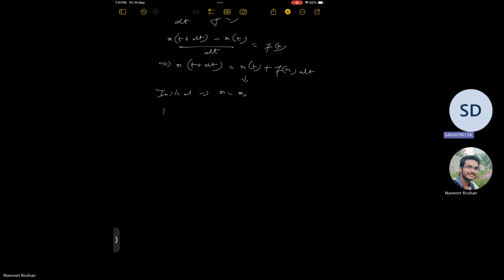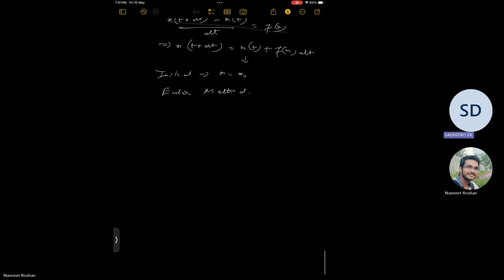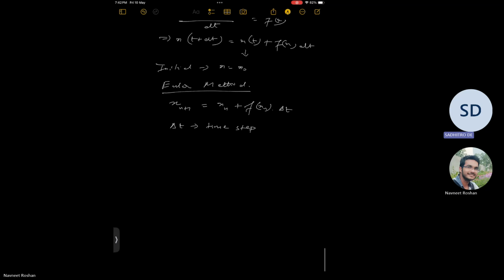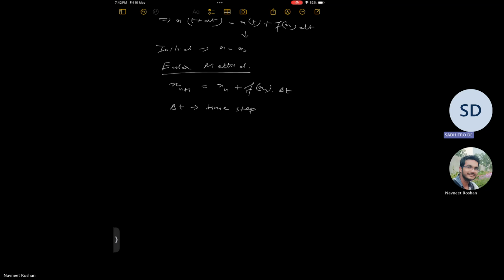So the simplest method that one can think of for solving ordinary differential equations is the Euler method, which says that the solution at every iteration, xn plus 1, is equal to xn plus f at xn into delta t, where delta t is the size of the time step. Okay, so this is the Euler method, and this is the simplest way of solving a differential equation on a computer.